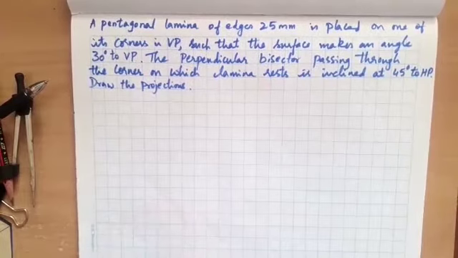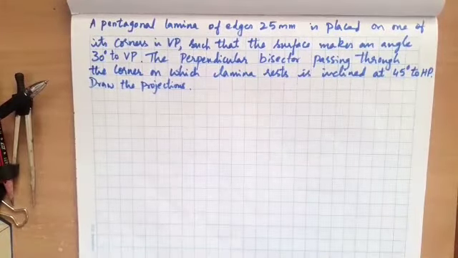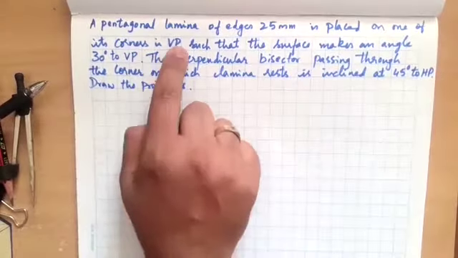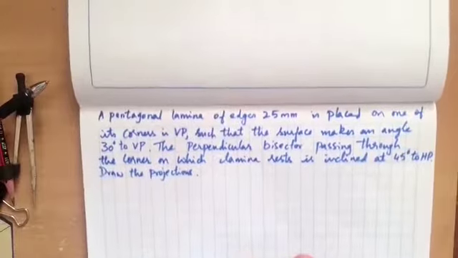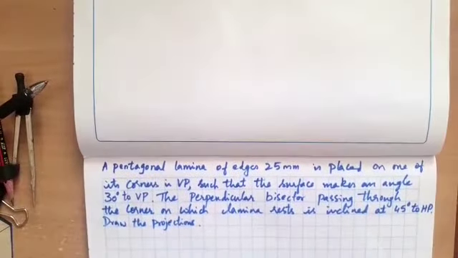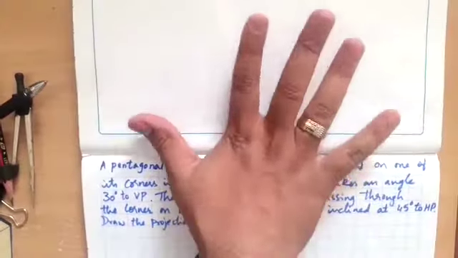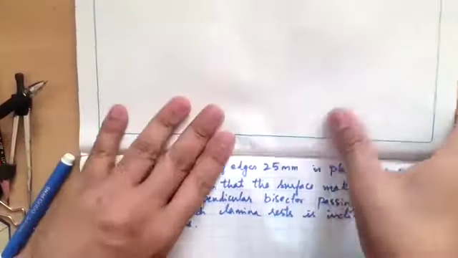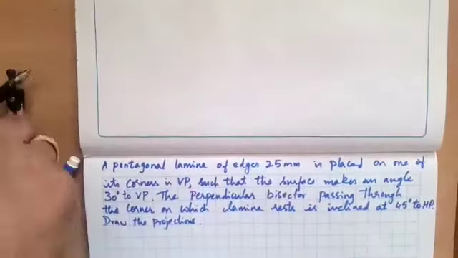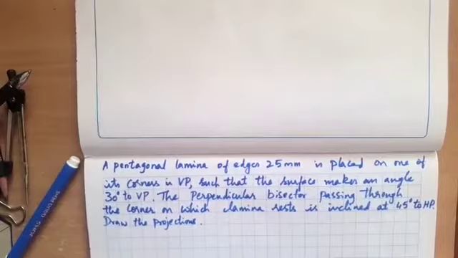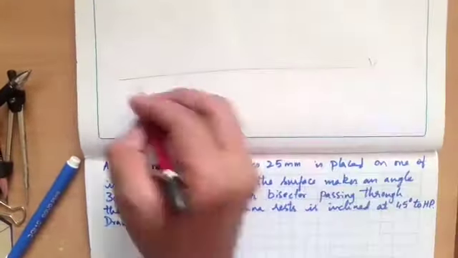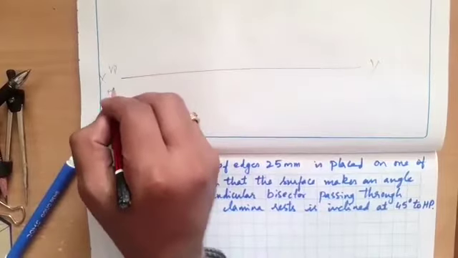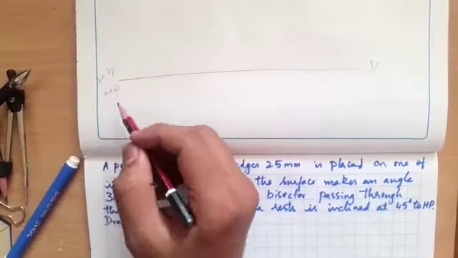A pentagonal lamina of edges 25 mm is placed on one of its corners in VP. That is the first thing that you need to remember before solving the problem. Let me check with a rough sketch on my left hand side. So I'm going to draw a rough sketch here using my pencil. The very first thing is I'll just represent an XY line and identify and name VP and HP.